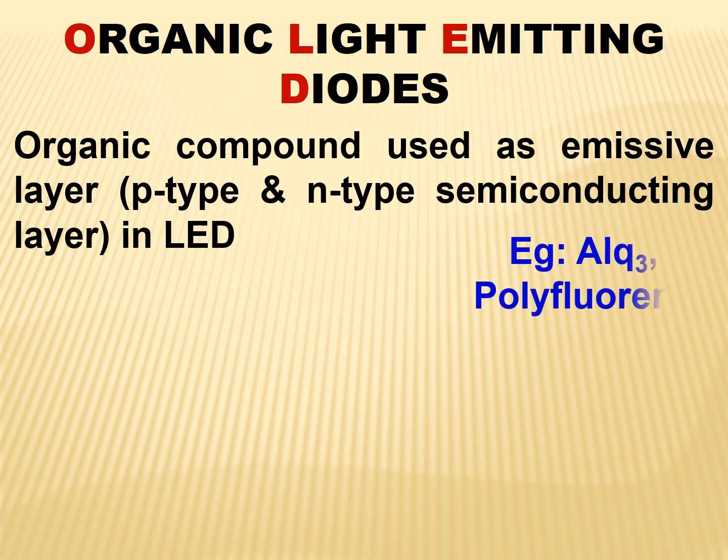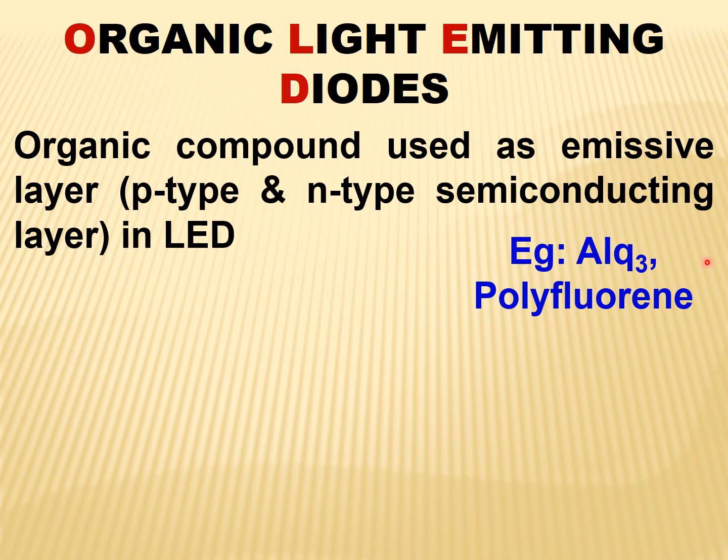For example, these are two common compounds. AlQ3, where Q stands for quinacridine. So AlQ3 is a compound which is used in OLED. Or you can use a polymer, polyfluorene. This is a polymer which is very commonly used in OLEDs. So these are two examples.